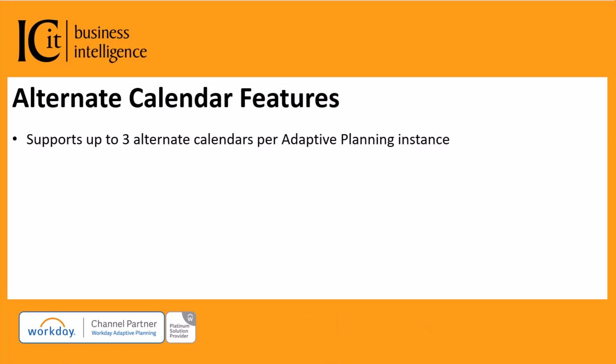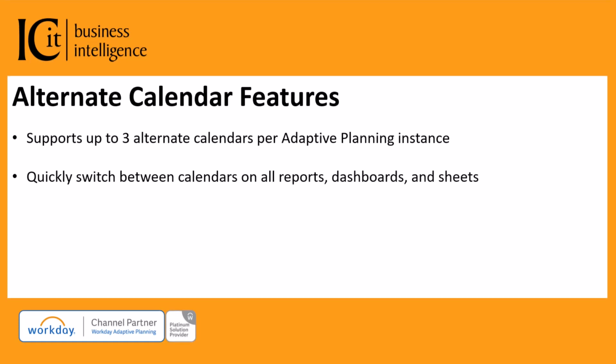First, you can import up to 3 alternate calendars to your Adaptive Planning model. These are in addition to your primary calendar, meaning you can maintain 4 calendars in total. You'll also be able to quickly switch between calendars in all of your reports, dashboards, and sheets. We'll take a look at how this works in just a moment.